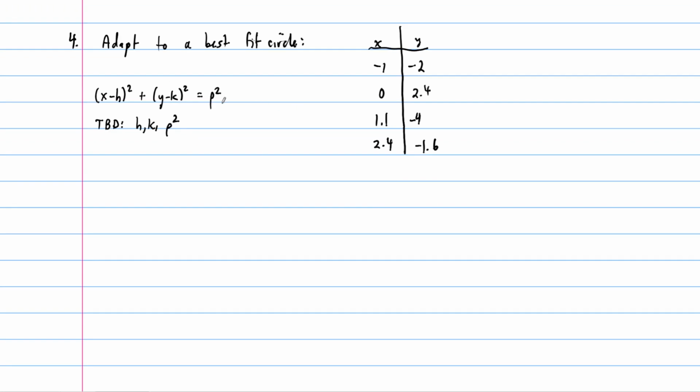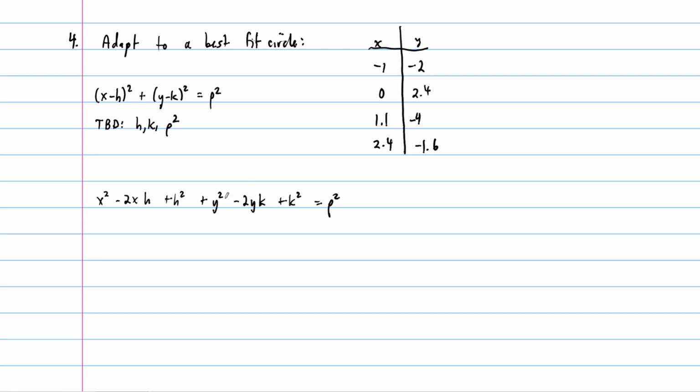So let's take this equation and multiply it out, the left-hand side, right? So the left-hand side is going to say x² − 2x·h + h² + y² − 2y·k + k² = ρ². And then what we can do is we can rearrange all of this to get what are going to be the numbers. Remember, we're going to plug in these numbers from our data, right, to get the system of equations.